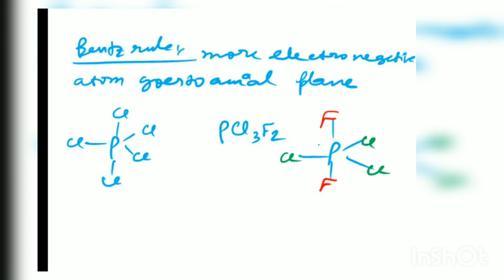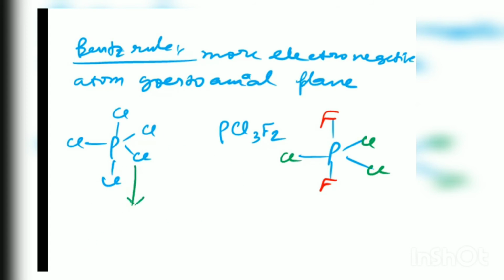So it is a question of NEET. They will give you two or three structures. In one, the two F will not be in the axial plane, or one of the F will be axial, and one of the Cl will be axial. They will ask which is the correct structure. That structure will be correct where two F atoms are placed axially, because according to Bent's rule, the more electronegative atom goes to the axial plane.